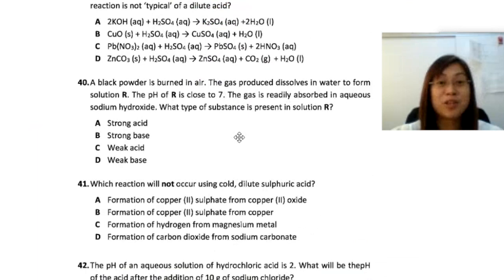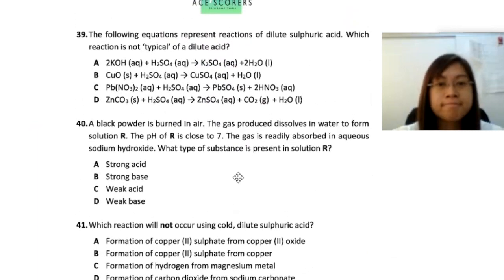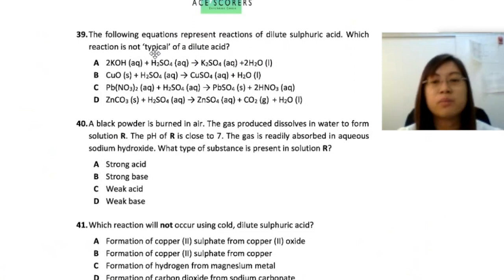Oh, yeah. Okay, question 39. Did you see it? Okay, now this is an O-level question. It says, which of these equations that represents the reactions of dilute sulfuric acid is not typical of a dilute acid? Now what do we mean by not typical of a dilute acid? It means this acid does not behave like an acid. That means it doesn't use its acidic properties to take part in a chemical reaction.